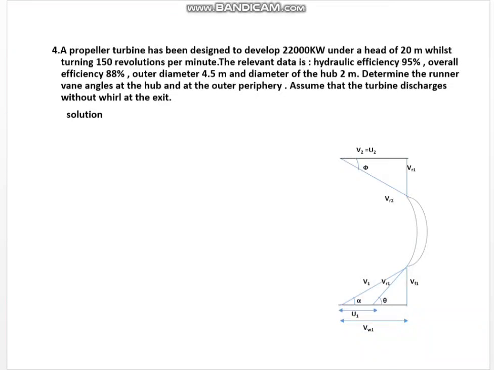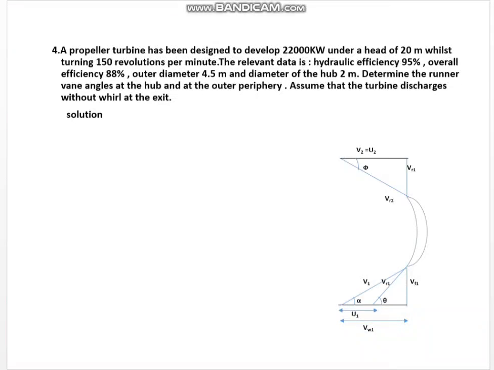In the propeller turbine, given power developed is 22,000 kilowatt under a head of 20 meter. Power P is 22,000 kilowatt, head H is equal to 20 meter. Overall efficiency is 88%. Outer diameter is 4.5 meter. Hydraulic efficiency is 95%, and diameter of the hub is 2 meter. We have to find the runner vane angle at the hub and the outer periphery, meaning blade inlet angle and outlet angle. We have to assume the turbine discharges without whirl at exit.